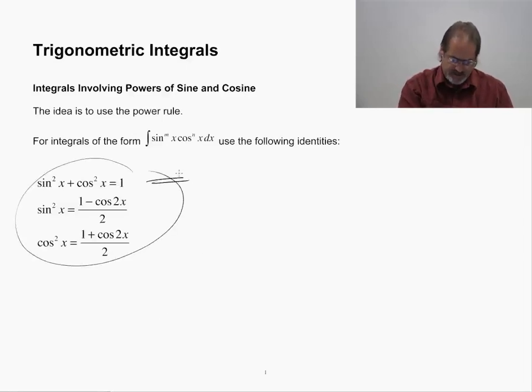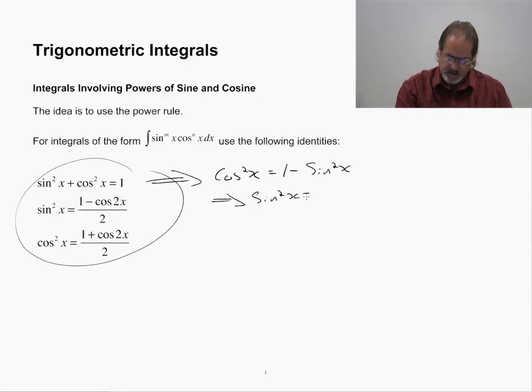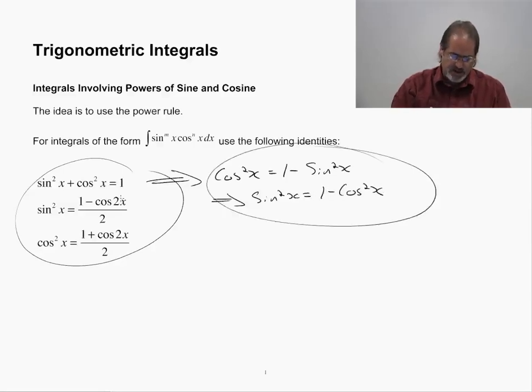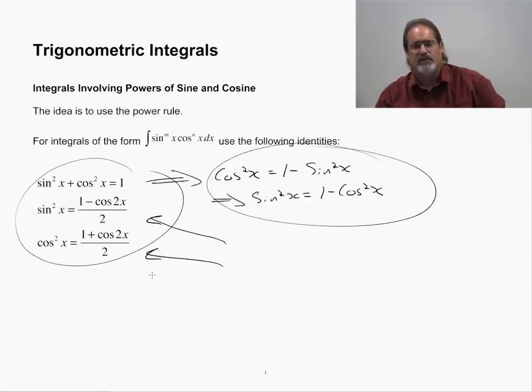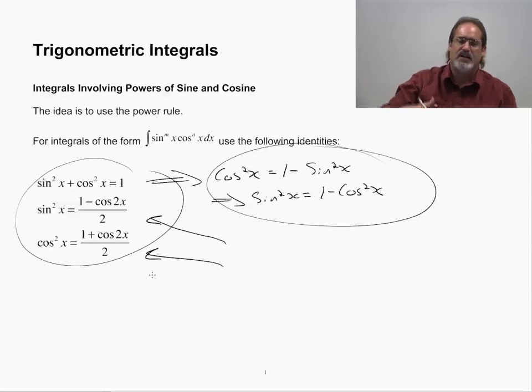Now remember, this identity gives us that cosine squared of x is equal to 1 minus sine squared of x, which also tells us that sine squared of x is equal to 1 minus cosine squared of x. These identities will come in pretty handy. In addition, we have these two identities where sine squared can be written in terms of cosine as (1 minus cosine 2x) over 2, and cosine squared is (1 plus cosine of 2x) over 2. So these couple of identities will come in extremely useful.